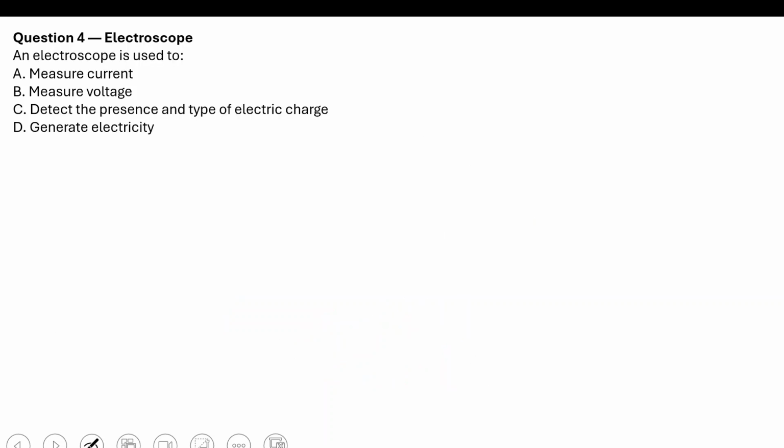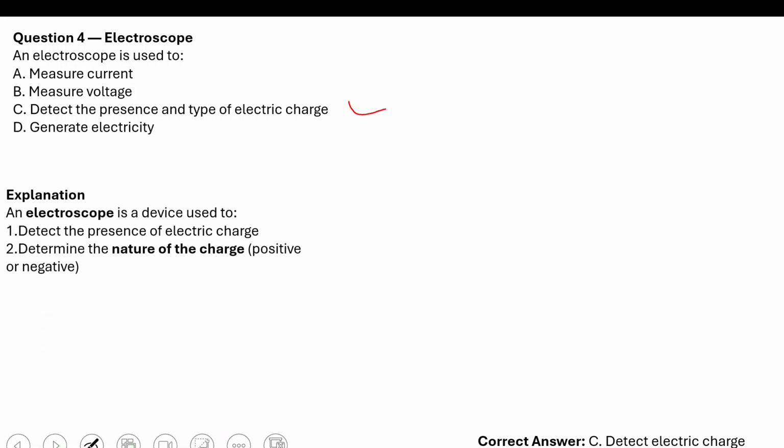Okay, so the next question is on electroscope. An electroscope is used to measure A, current, B, voltage, C, detect the presence and type of charge, and D, generate electricity. So the answer is C, detect the presence and type of charge. An electroscope is a device used to, one, detect the presence of electric charge, and two, determine the nature of the charge, whether it is positive or negative.